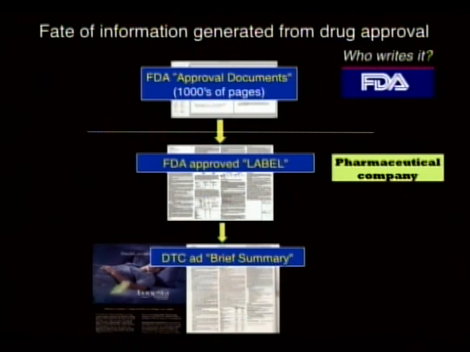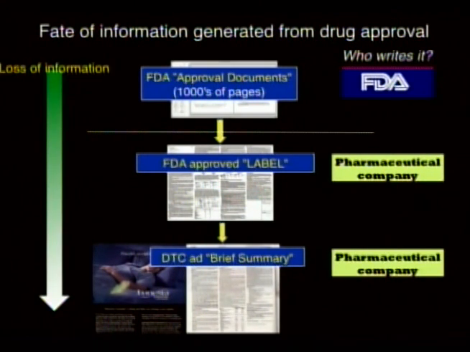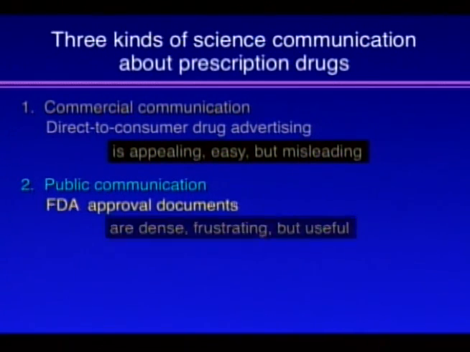And then this information is further distilled into the ads, and only a small piece of this information makes it into the ad or into the brief summary. And again, this is done by the drug companies. And there's a tremendous loss of information as you move along this process, and a lot of selection of information as you move along the process. So those are the FDA approval documents. They are dense, frustrating, but really useful.